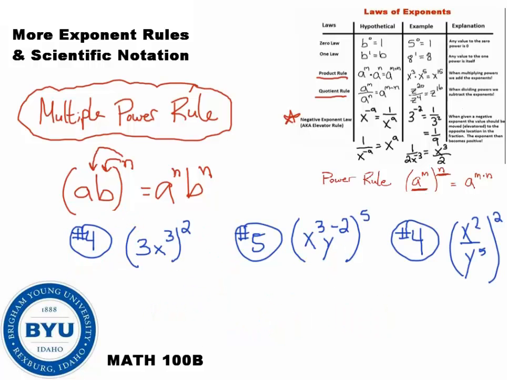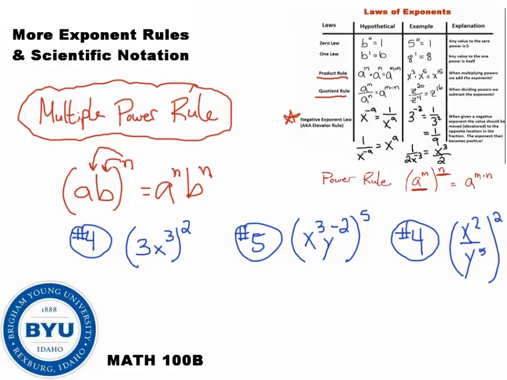Okay, so let's have you guys try the multiple power rule here. I've given you three problems here. The first one is 3x cubed in parentheses squared. And then number 5 I gave you is parentheses x cubed times y to the negative 2, close parentheses to the 5th power. And then in number 4 here we have parentheses x squared over y to the 5th, close parentheses squared. Go ahead and pause the video, give these a try, apply the multiple power rule by raising everything inside the parentheses to those powers. And then you can check your answers by pushing the play button. Good luck!